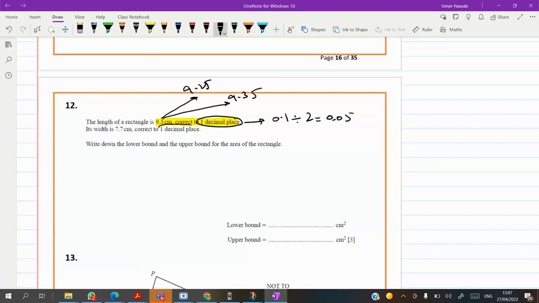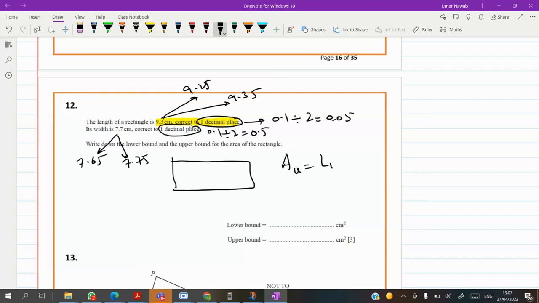Width is again to one decimal place. So 0.1 divided by 2 is 0.05, to be added and subtracted. So this is 7.70, and 7.65 is the lower bound and 7.75 is the upper bound. Now I want to find the upper bound of the area, and the lower bound also. So the area upper is equal to length upper times width upper. So the length upper is 9.35 times 7.75. Lower bound for the area: length lower, width lower, 9.25 times 7.65.